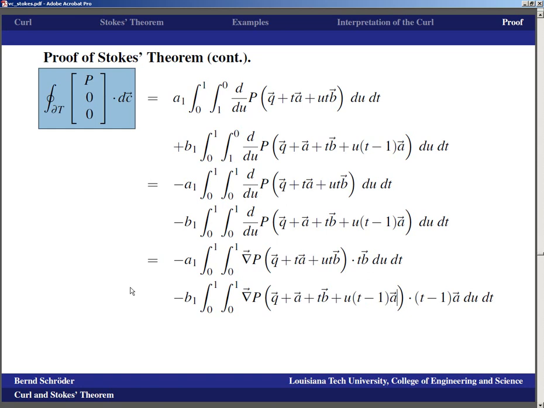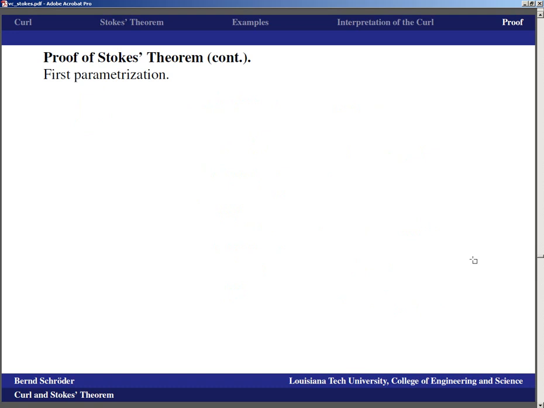In order to do that, we need to analyze these parametrizations. And the first one was S1 of t and u being q plus ta plus utb. And if I take the derivative with respect to t of that, I get a plus ub. Well, it's the derivative with respect to t of q plus ta plus utb. Derivative of q with respect to t is 0. The derivative of ta is a. The derivative of utb is ub. So I get a plus ub.